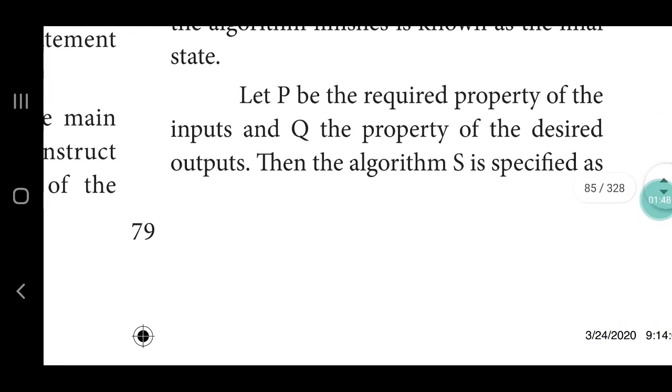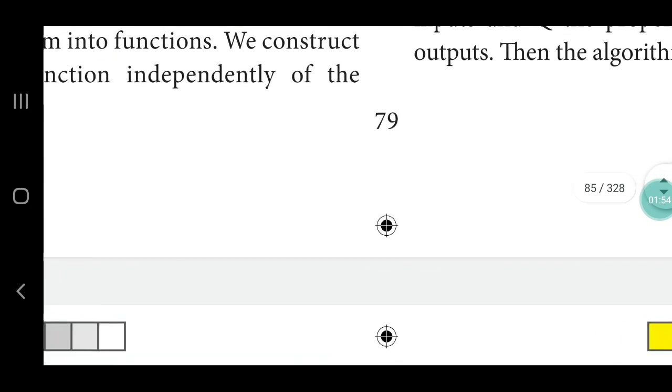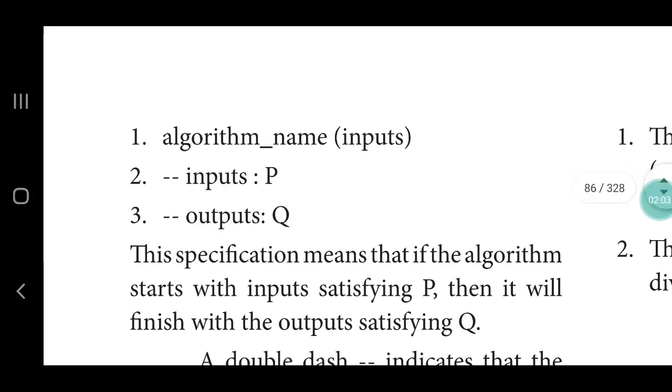Let P be the required property of the input and Q be the property of the desired output. Here we write the specification as: algorithm name, inputs colon P, outputs colon Q. The double slash indicates that the rest of the line is a comment, and this line should always start with a double slash. Let us see an example for the specification.